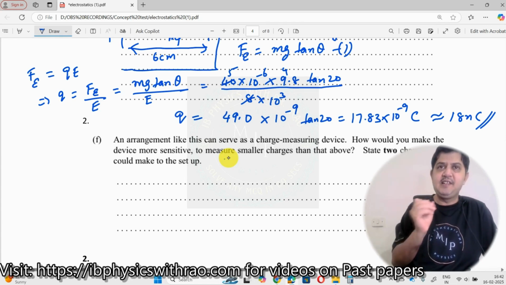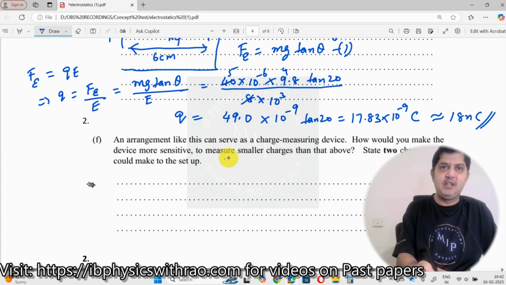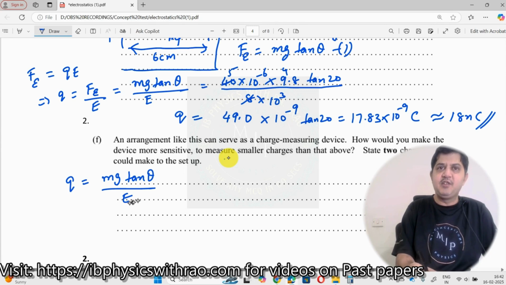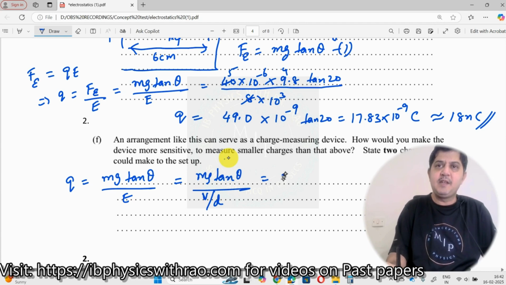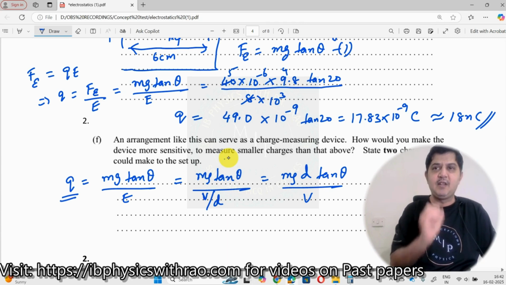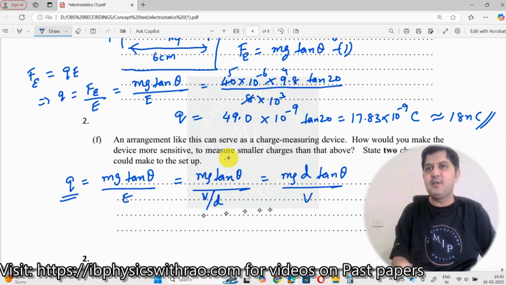Now, to understand this question, you substitute all the values once again. Get the formula first. E is equal to mg tan theta divided by Q. And we already know E is equal to V by d, so V divided by d equals mg tan theta divided by Q, which gives Q equal to mgd tan theta divided by voltage. Now, what is he asking? I want to get lesser values of Q. If I say lesser values of Q, what should I decrease here?